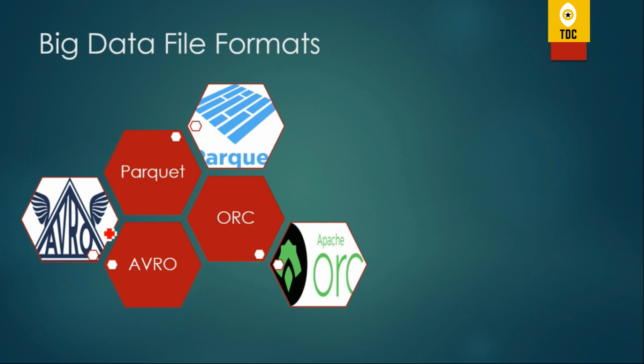The first one is Parquet, second is Avro, and the third one is ORC. These three are predominantly used when you talk about handling big data, the data which is coming in big data format with more volume, velocity, and variety kind of data.